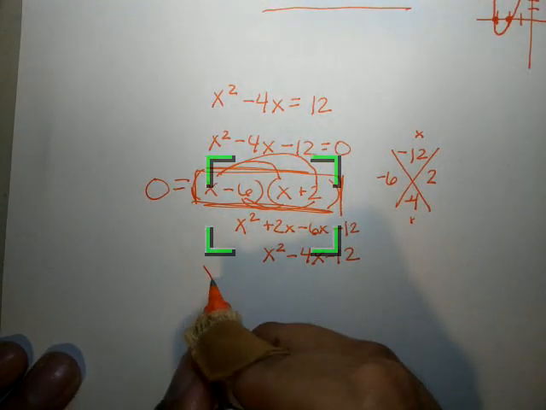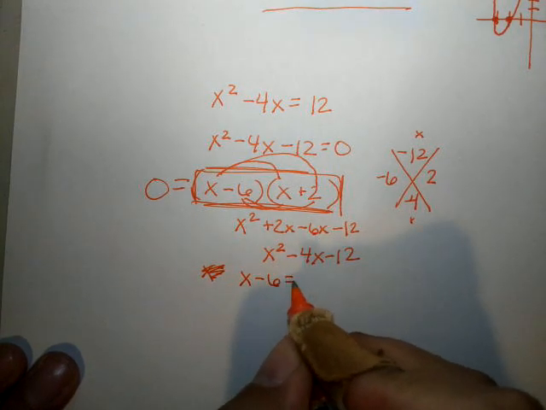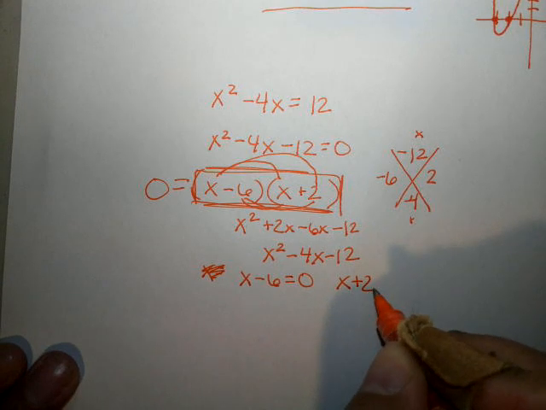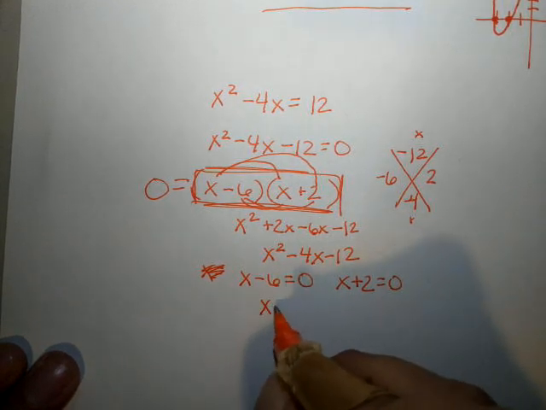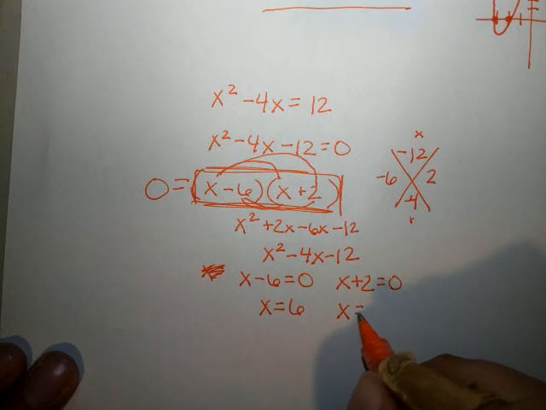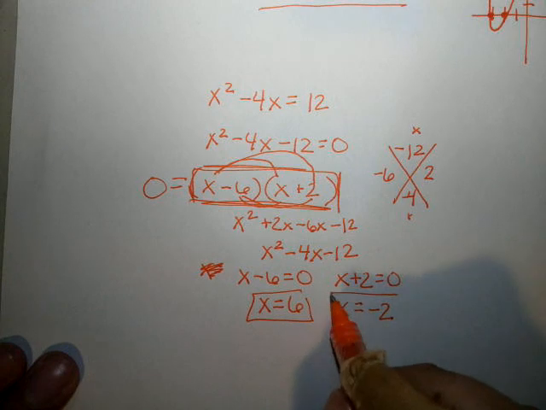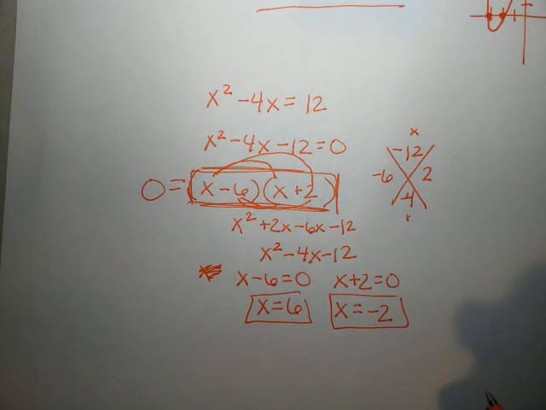Once it's set equal to 0, I can solve for x. So I'm going to add 6 to both sides. 0 plus 6 is 6. I'm going to subtract 2. 0 minus 2 is negative 2. So our solutions are 6 and negative 2.